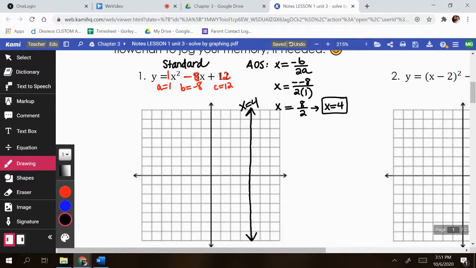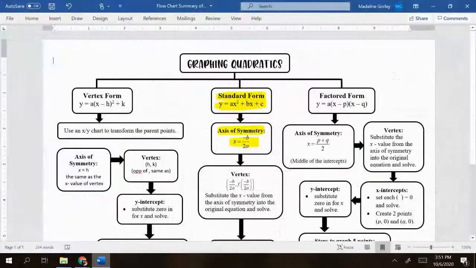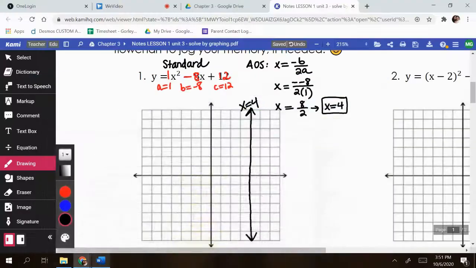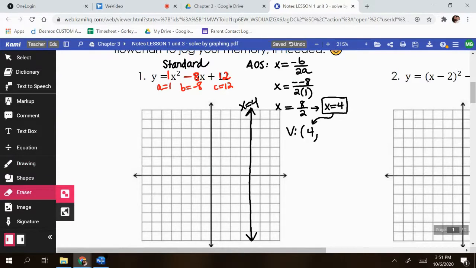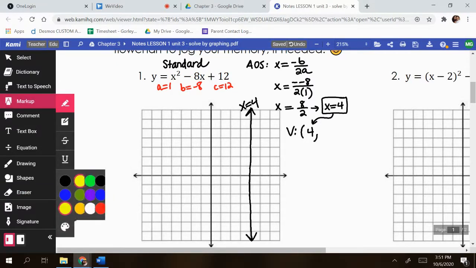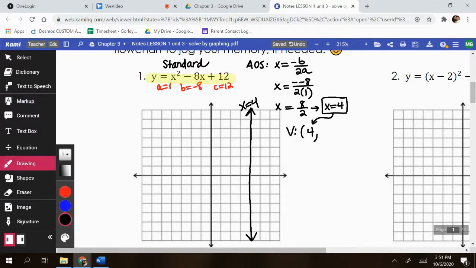We'll label it. And now what's my next step? Well, if I go here, it looks like my next step is to find the vertex, which is f of negative b over 2a. All we're going to do is substitute the x value from the axis of symmetry into the original equation and solve. So if I'm identifying my vertex, we know that the x value of the vertex is the same as the axis of symmetry. And in order to get the y output, I'm going to plug 4 into this original function up here.